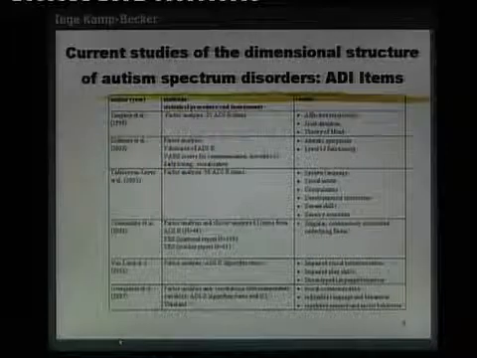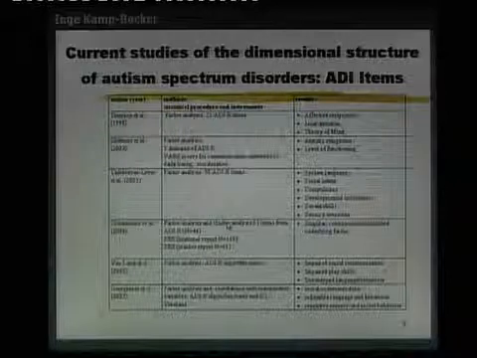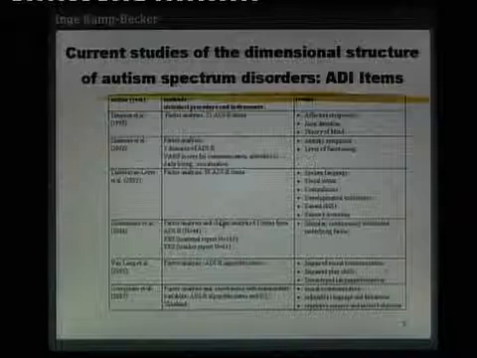There are some studies which also research these questions and the dimensional structure of autism spectrum disorders. All these studies are made with data from the ADI, and they vary very much in what they found. As you can see here, in this study only one dimension was found, and in this study it's 6 dimensions. But there are also big differences in the sample size, the age range, and the IQ range. Some studies included only autistic children, some include children with PDD-NOS, and some include children with non-autism diagnoses.